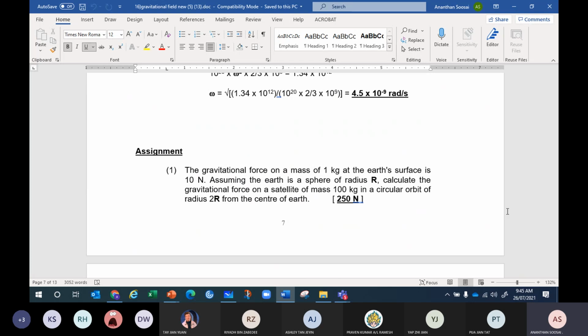Okay, what formula do you use to find number 1? The gravitational force on a mass of 1 kilogram at the Earth's surface is 10 newtons. Assuming the Earth is a sphere of radius R, calculate the gravitational force on a satellite of mass 100 kilograms in a circular orbit of radius 2R from the center of the Earth. Do you get 250? What formula do you use?